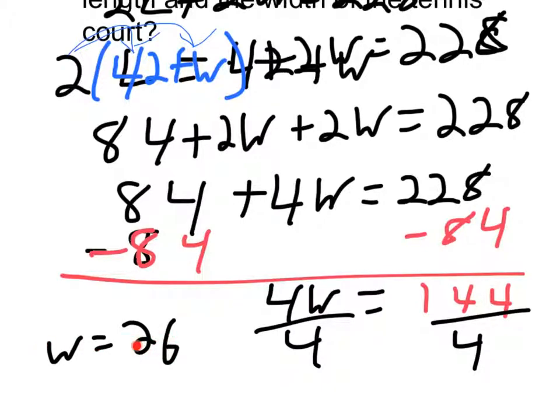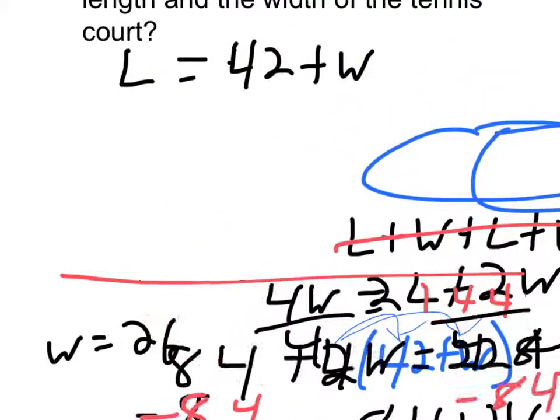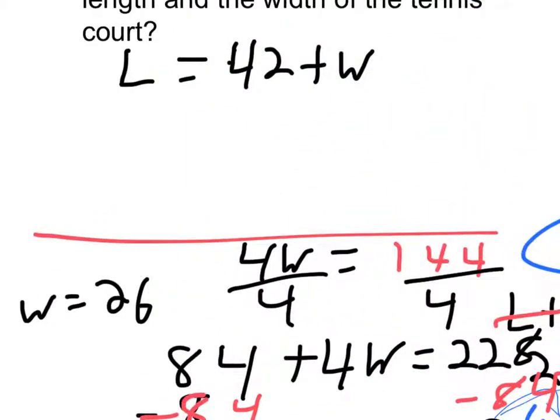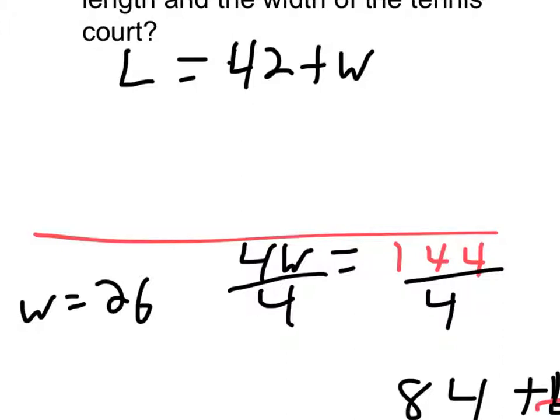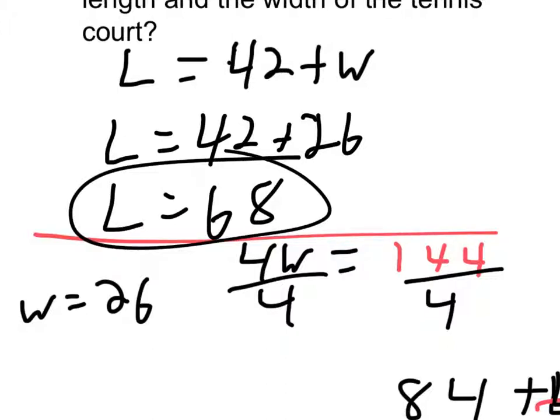So that's the width. And you can go back, and the first fact that we wrote down was that the length is 42 plus the width. So that must mean the length is 42 plus 26, because we found out 26 is our width. So length is 68. There's our two answers.